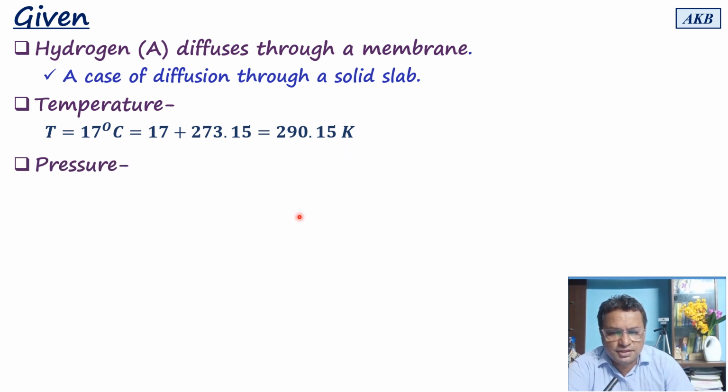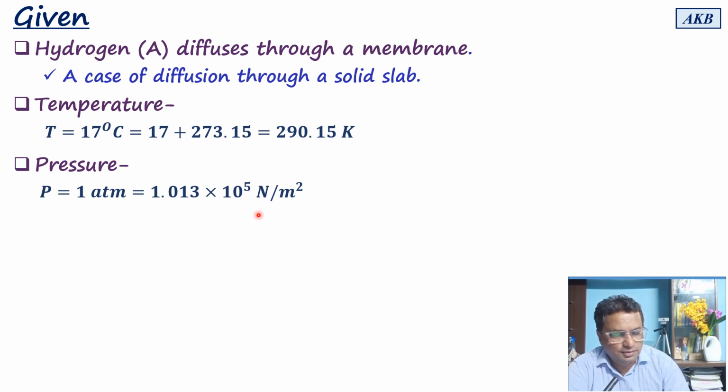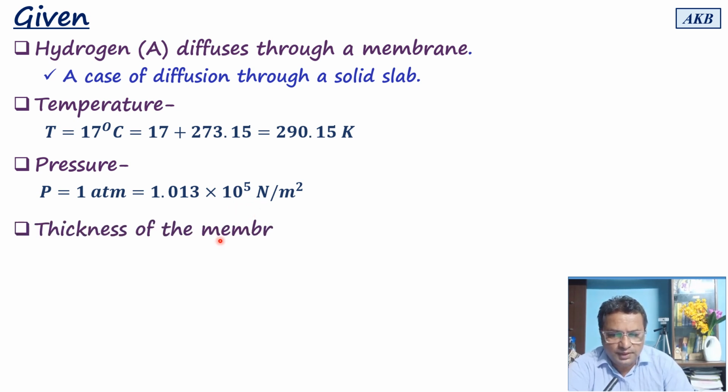Then pressure is given, total pressure is given. How much is that? Total pressure is 1 atmosphere. And if you convert that to Newton per meter square, it will be 1.013 into 10 to the power 5 Newton per meter square. Then thickness of the membrane is given to us.